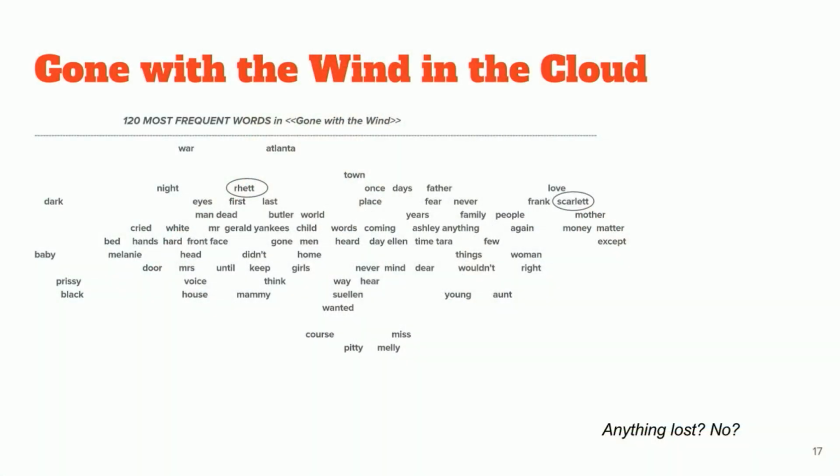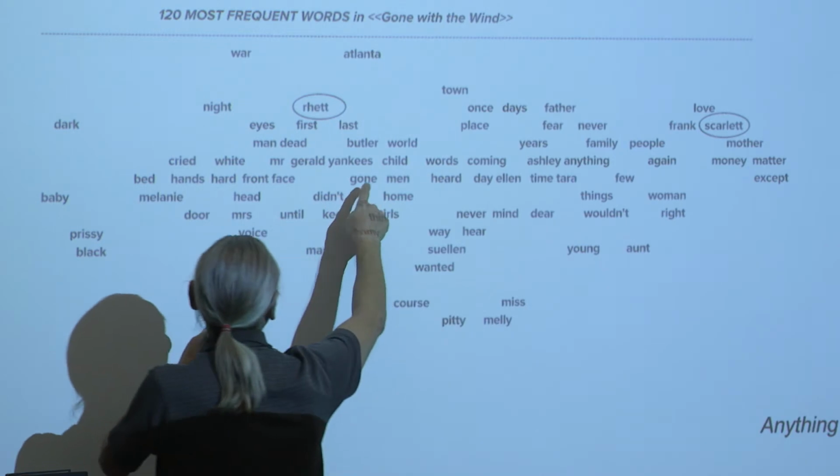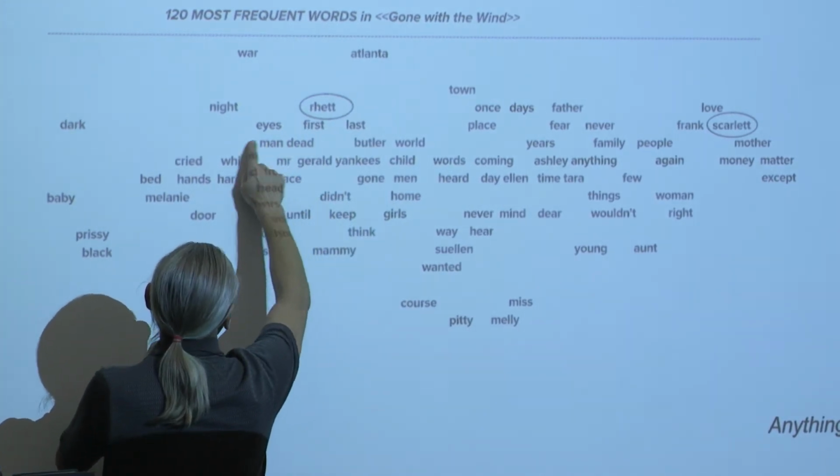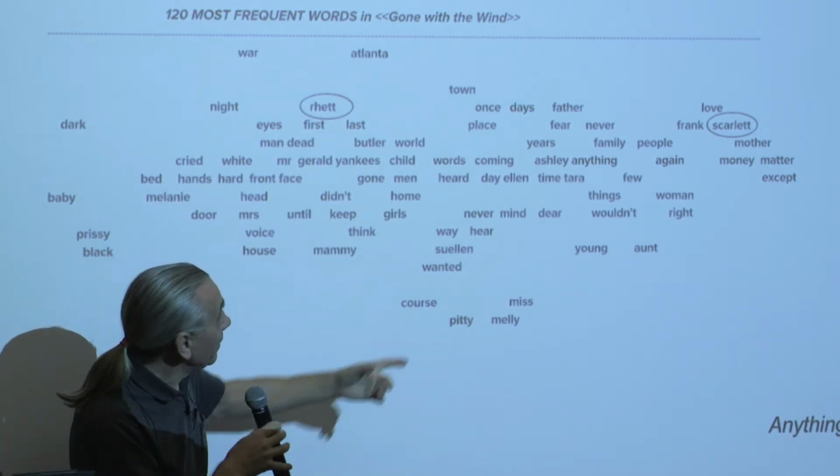But if we do that, and we flatten the whole picture, all those words from that 100-dimensional sphere, we can flatten it and have this two-dimensional representation. And let me show you. Here we have Rhett Butler, that guy to whom Scarlett was married. Here's Scarlett. What's around Scarlett? Love, mother, money, except Rhett is surrounded by Butler, which is his last name, dead, eyes, world, man, Yankees, and so on. Child, by the way.